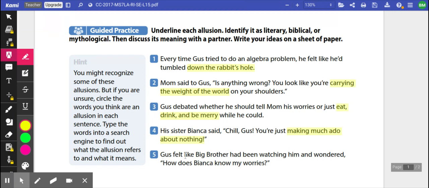And number five, Gus felt like Big Brother had been watching him and wondered, how does Bianca know my worries? Well, in this case, Big Brother is our allusion. And it's to a George Orwell novel called 1984. And maybe that'll help you figure out if it's literary, biblical, or mythological.